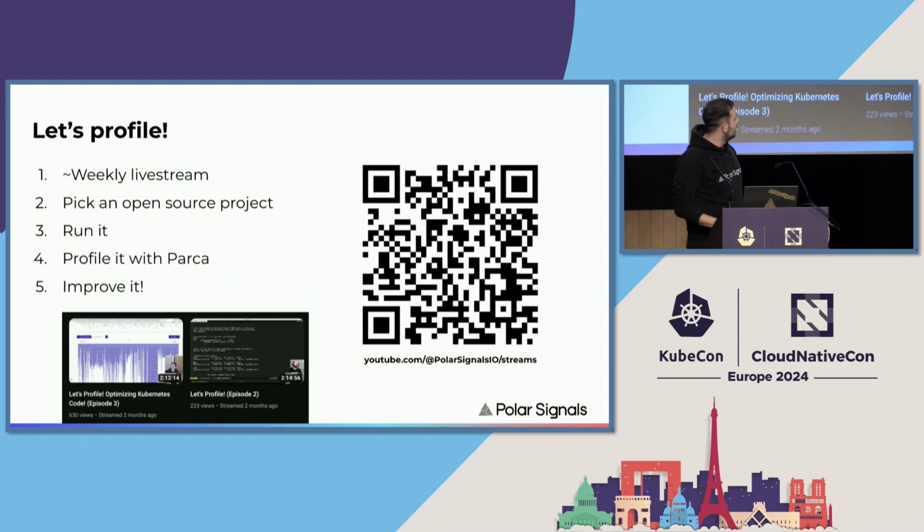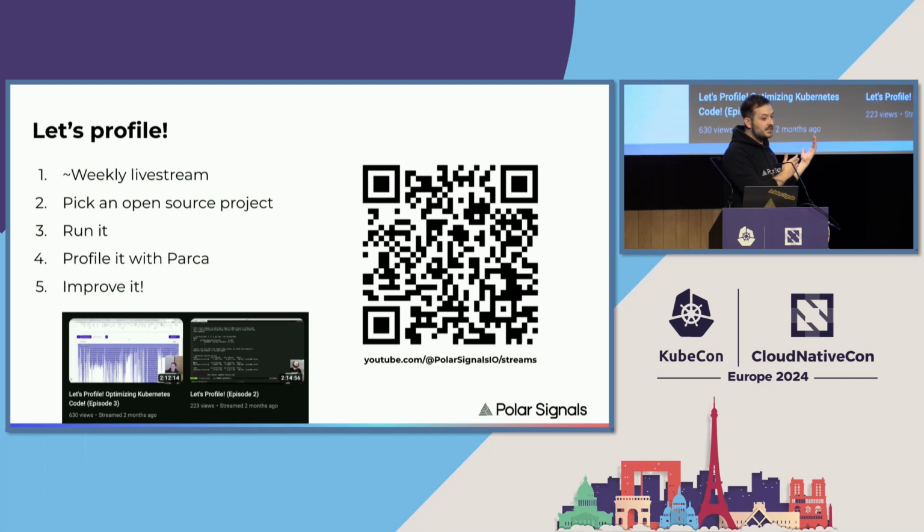And the reason why we're here today is because of this live stream that we've been doing on a weekly basis, where we pick an open source project. Probably we'll see a lot of the projects that you're probably using or that you've seen at this conference already. And we try to run them. Probably we already run them ourselves in production. If we don't, we try to find someone in the community who does, so that we can get some real, representative profiling data.